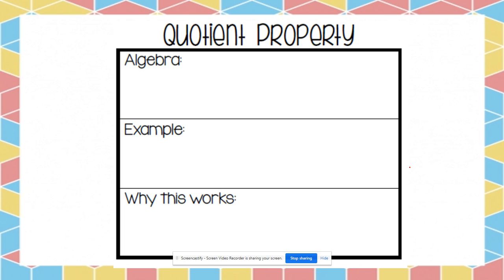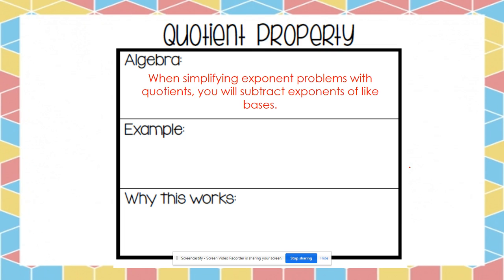Today we're going to look at the quotient property of exponent rules. And a quotient, if we remember, is the solution to a division problem. So we are looking at what to do with exponents when we divide. So our rule is that when we simplify exponent problems with quotients, you are going to subtract exponents that have like bases. So here's an example.